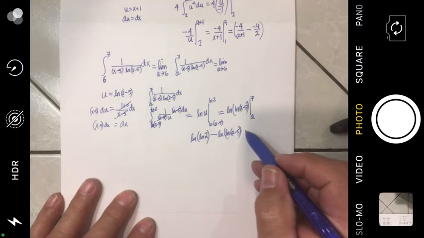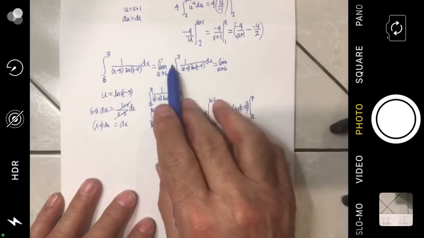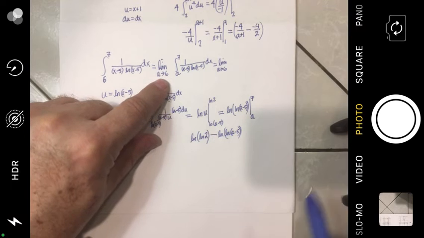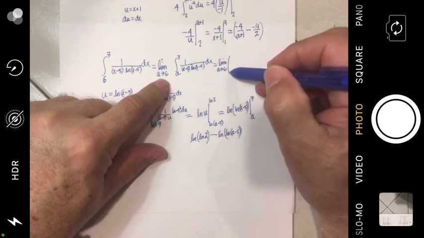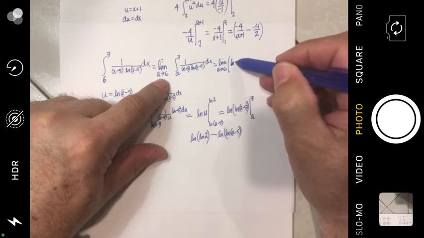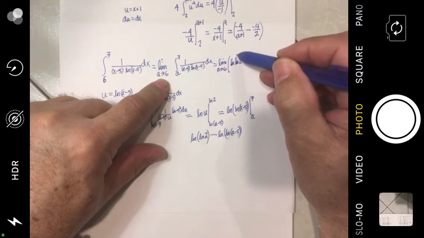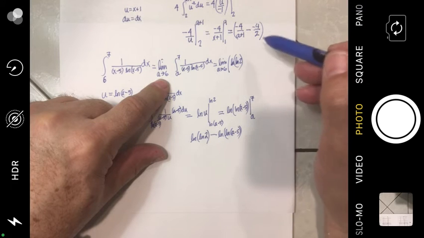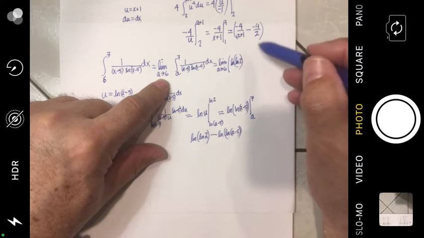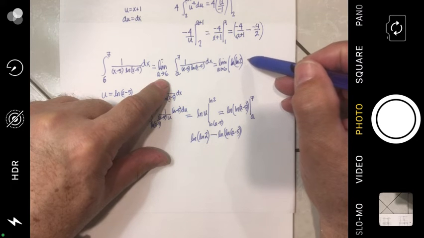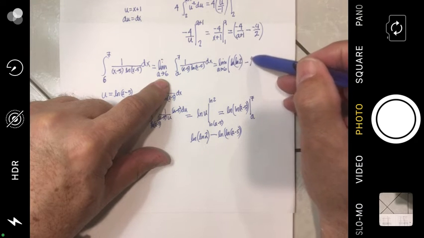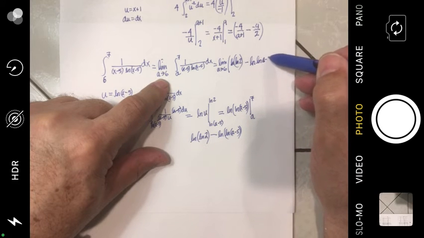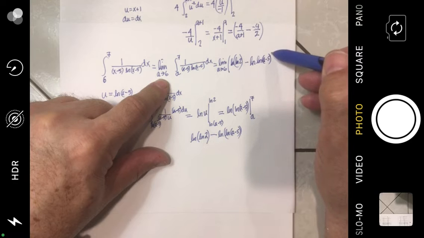And that would be what this inside works out to be. Now I have to take the limit of that. So I'm going to write ln of 2. Well, ln of 2 is a number, ln of a number is another number, so this is a number. That's perfectly okay. We have minus ln of a minus 5.